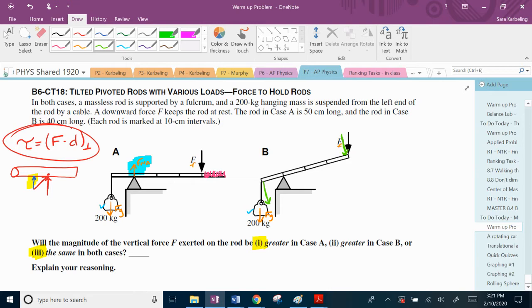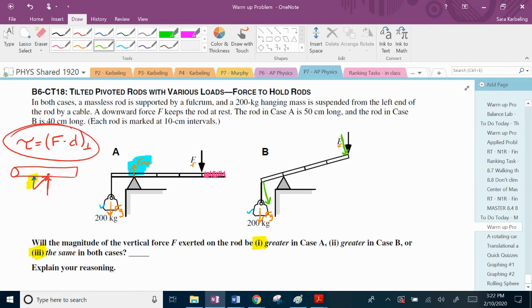To the thing that's rotating. Yes. So our distance here is 10 centimeters. Our distance here is 30 centimeters. This thing has to be perpendicular, and this one has to be perpendicular as well. Okay, but that doesn't answer our question yet. Are they the same or are they different?